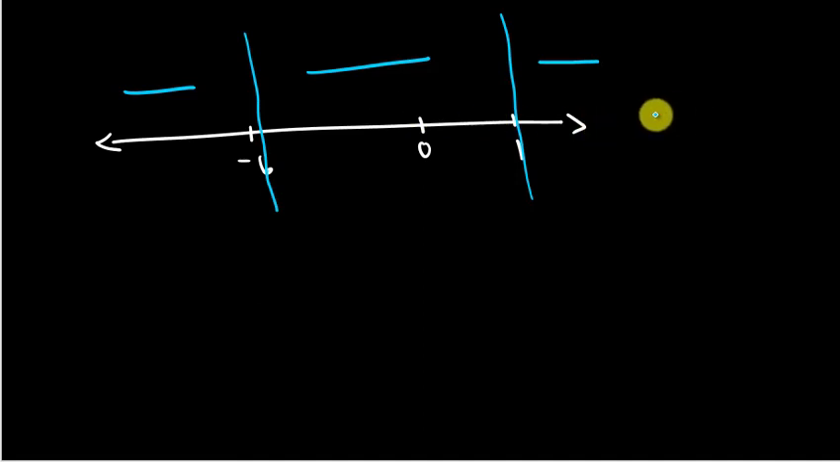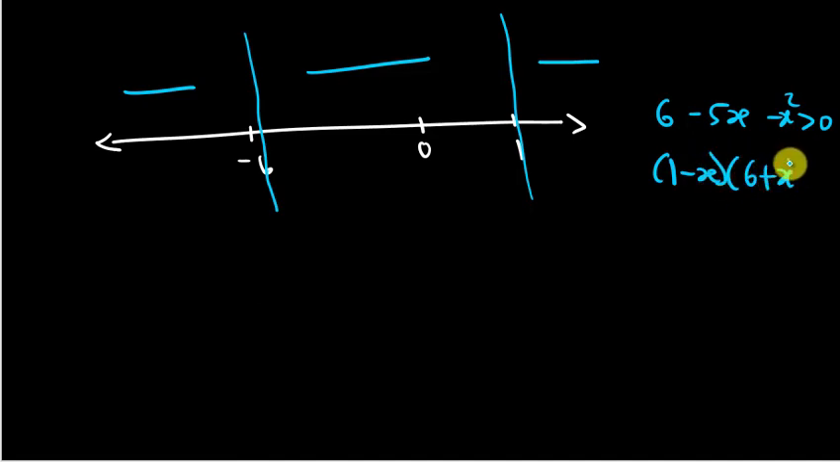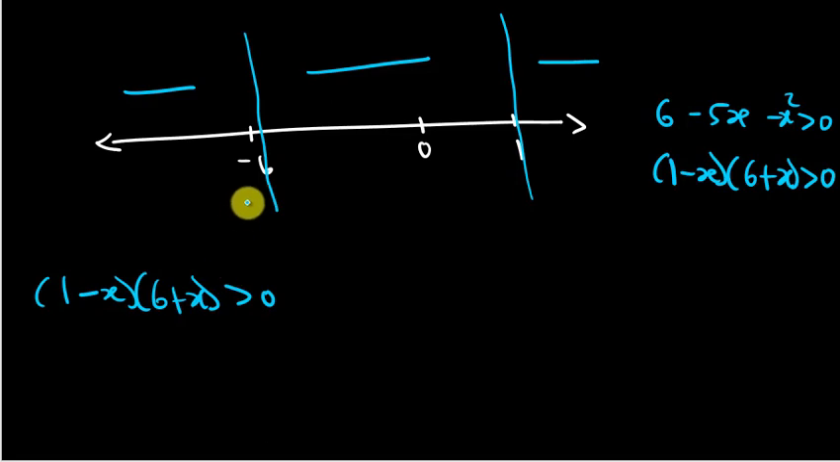The quadratic inequality was 6 minus 5x minus x squared being greater than 0, and it was factorized, and we had 1 minus x and then 6 plus x being greater than 0. Okay, so what we are going to do is test using this same factorized expression, that is 1 minus x times 6 plus x being greater than 0. Now let's start with negative 6.